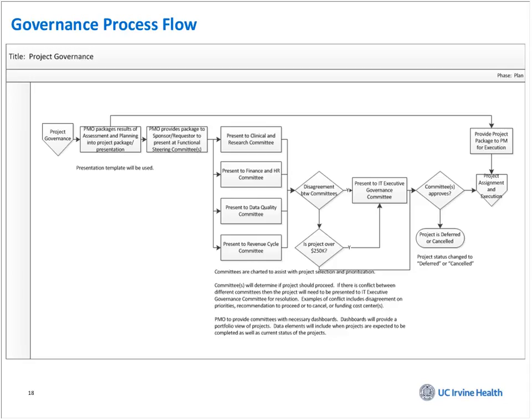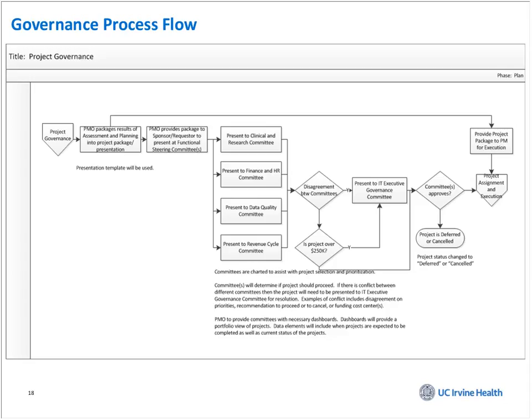I won't take you too much through this, but you can see that if there are disagreements, it goes through. You can see with the IT, if you go over to where they present to the IT Executive Governance Committee, this is a little older. We changed it so that a project over 250, actually over 500, or if we have disagreement between the committees, is the only time the functional committees will send something to IT Executive Governance. Most of it is taken care of by clinical and research, finance, data quality, and revenue cycle. Those committees really take care of most everything.